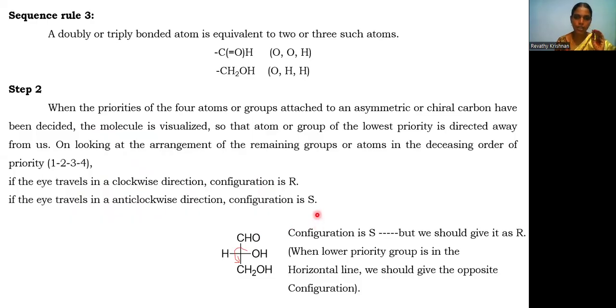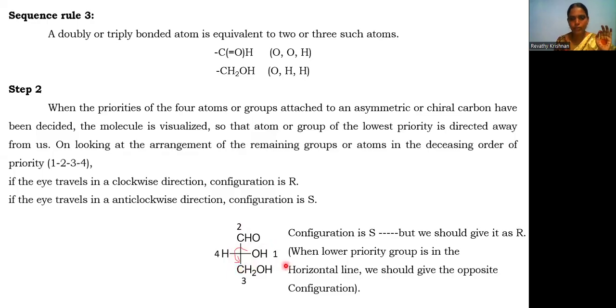Here an example is given. The highest priority is 1. The second priority is the aldehyde group. The third priority is CH2OH. The fourth priority is hydrogen. We have to look at the direction, whether it is clockwise or anti-clockwise, for 1, 2, 3. It is known as anti-clockwise direction. So we are expecting S.